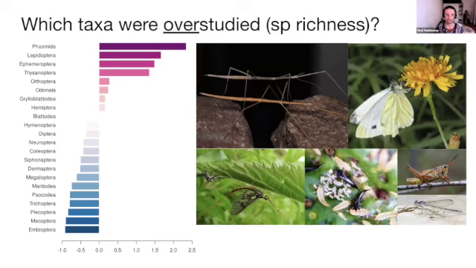Eliza also generated an over-study metric. What this metric does is it takes account of the species richness of each taxa and then compares the level of research attention relative to its species richness. Interestingly, Phasmida and Lepidoptera are very well studied, but Plecoptera, Mecoptera, and Embioptera, for example, are much less frequently studied when you take account of the number of species that there are. So that was quite an interesting metric as well.